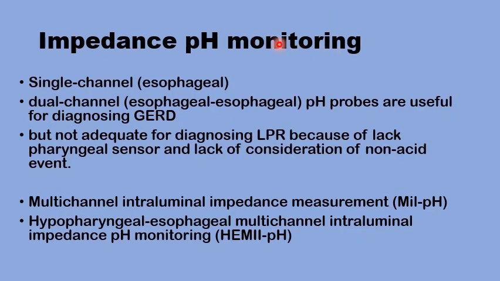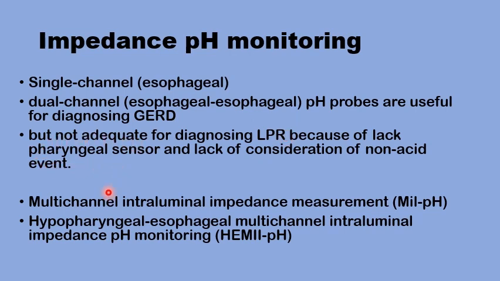Methods for monitoring of impedance and pH changes over a 24 hours period developed quite rapidly in the last 2 decades or so. It started with single channel sensors to monitor either pH or impedance within the esophagus, followed by dual channel, again in the lower and the upper part of the esophagus, sometimes combined with pH probes as well. These were useful in the diagnosis and monitoring of gastroesophageal reflux disease, but not adequate for the diagnosis of laryngopharyngeal reflux because there were no sensors placed in the hypopharynx.